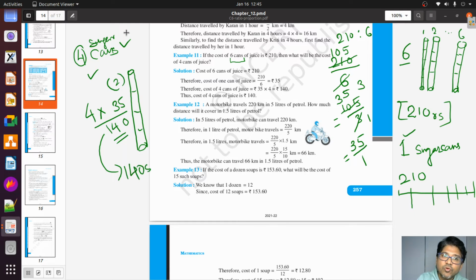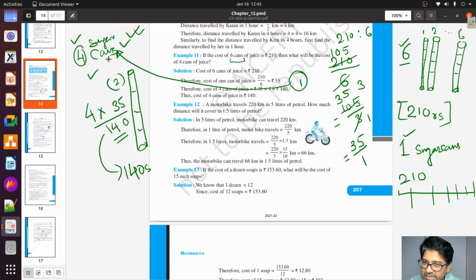to buy the sugar cane, and I got this entire process from 6 sugar cane to get the 4 sugar cane value. This method is called the unitary method. How did I get it? First we calculate from 6 sugar cane, I got the 1 sugar cane value, then multiply. Easy, easy, isn't it?